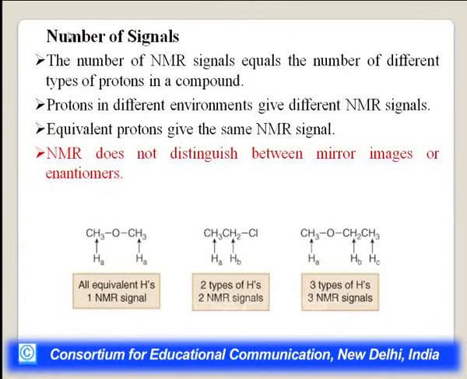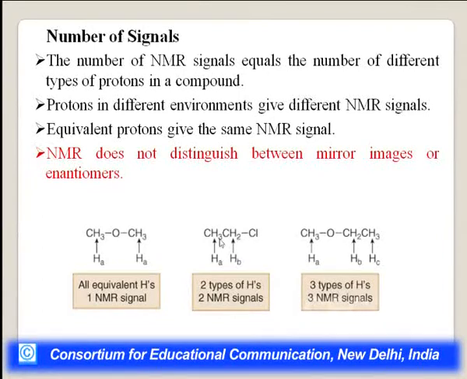How can we detect the number of signals? The number of NMR signals equals the number of different types of protons in a compound. Protons in different environments give different NMR signals. Equivalent protons give the same NMR signal, and NMR does not distinguish between mirror images, or we can say enantiomers. Here, this molecule is CH3OCH3, an ether. You can see the environment of these 3 protons is exactly similar to that of the other CH3, so the signal will be only one for both kinds of proton.